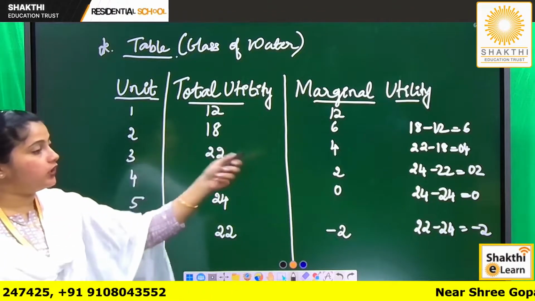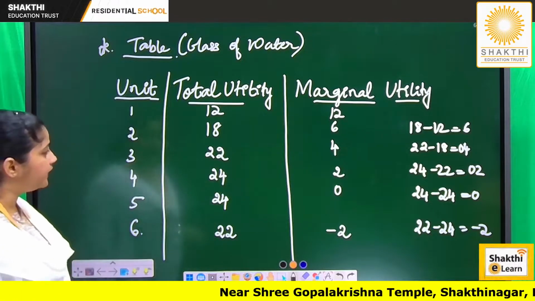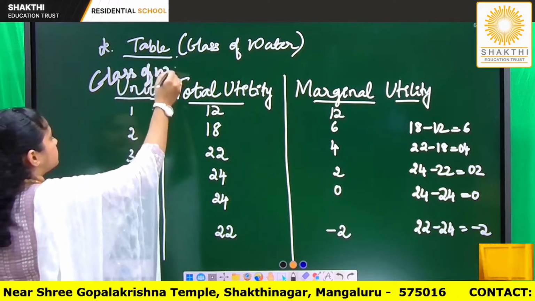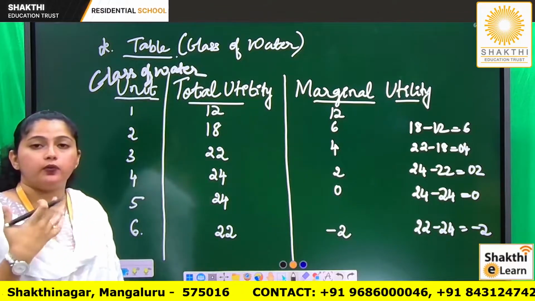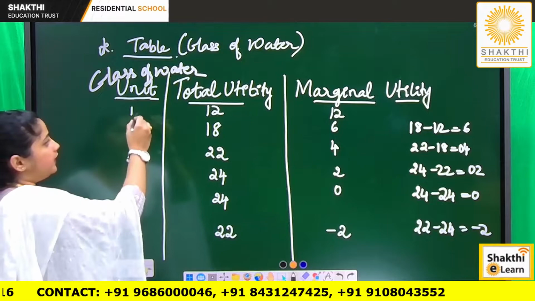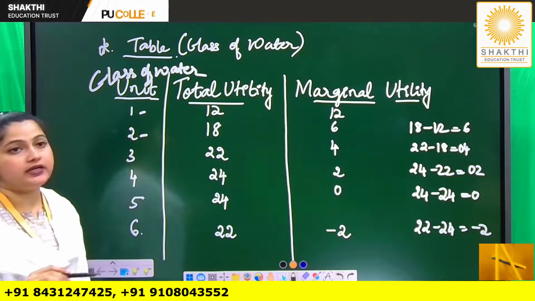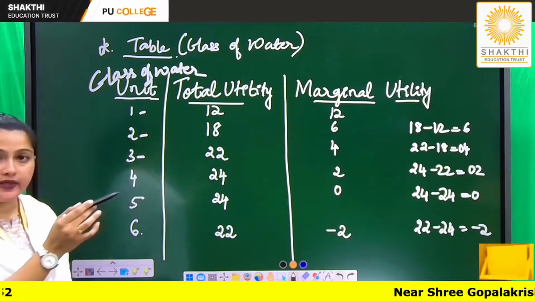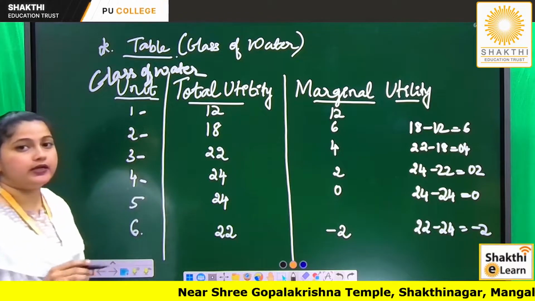I have drawn 3 columns. One is unit, total utility, marginal utility. When we talk about unit, this unit is nothing but a glass of water. Okay, these are the glasses of water which we are going to drink to quench our thirst. So let me say, when you have 1 unit of water, your total utility will be 12. When you have 2 glasses of water, your total utility will be 18. When you drink the 3rd glass of water, your total utility will be 22. And when you drink the 4th glass of water, your total utility will be 24.